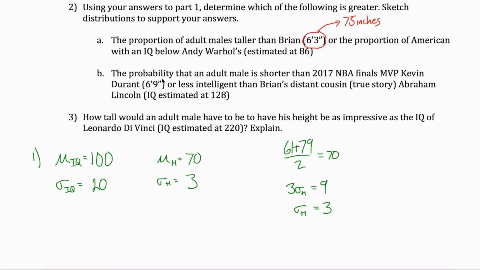And I think later on we talk about KD, one of my favorite basketball players. And if he's 6'9", he's 6 inches taller than I am. And if I'm 75 inches tall, that would make him 81 inches tall. So I'll do that conversion real quick, and then I'll go back and answer these questions. 2A, I guess, says, which is greater, the proportion of adult males taller than Brian?